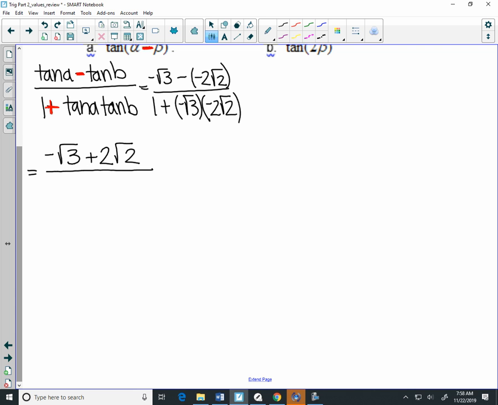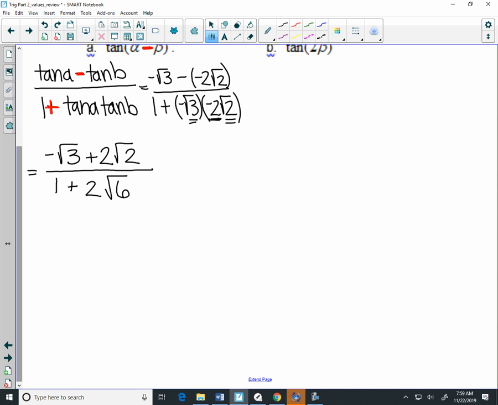And on the bottom, we have 1 plus, I have negative times a negative here, so that's positive as well. I have a 2 here. There's nothing else on the outside there, so it's just going to be a 2. And my radicals can multiply. So radical 3 times radical 2 is radical 6. This is your unrationalized fraction.